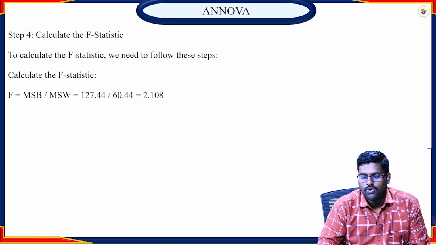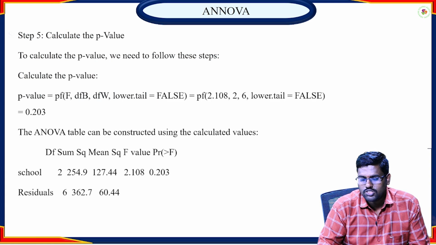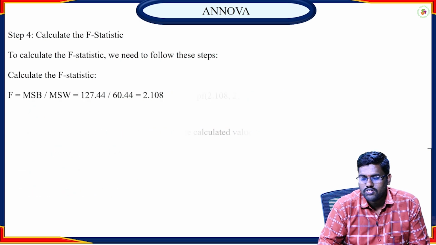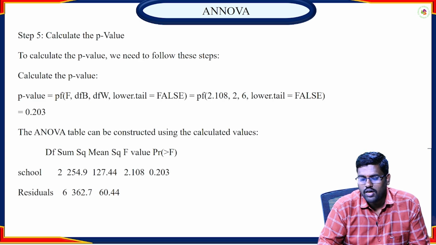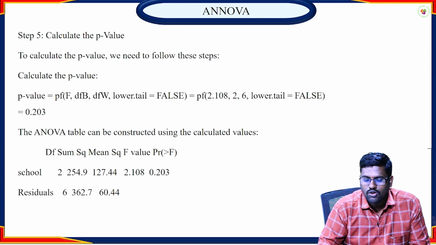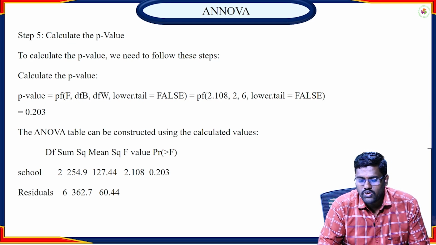Next, step 4, the F statistic: MSB by MSW, that is 127 by 60, which gives 2.108. Next, the P value we are calculating: pf of F comma DFB comma DFW comma lower.tail equal to FALSE. F value is what we previously calculated, 2.108, DFB value 2, DFW value 6, lower.tail equal to FALSE, and the result is 0.203. So these two values are for school and residuals: 2, 6, then 254.9, 362.7. All these values we calculated like this.